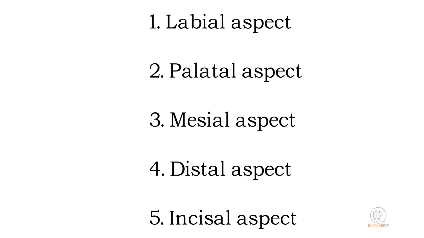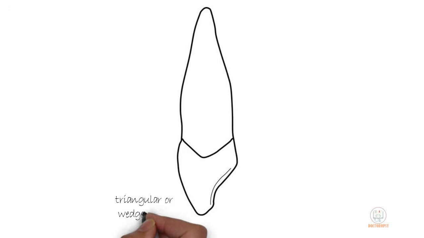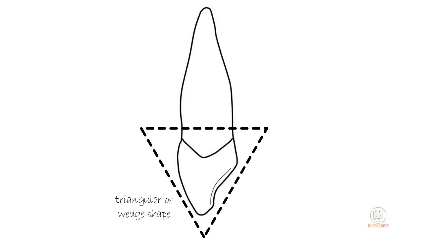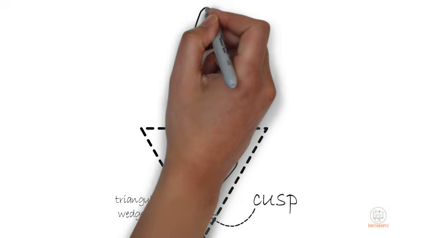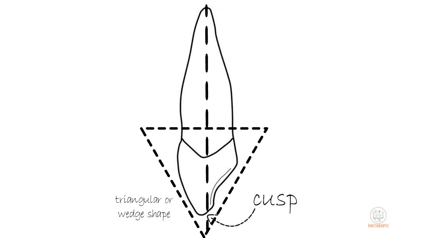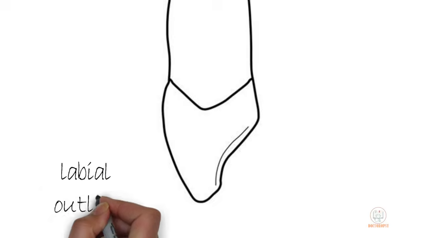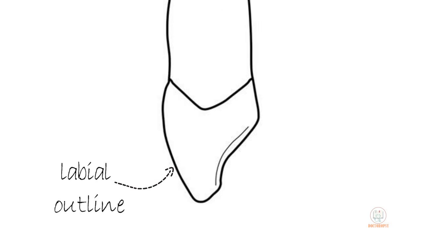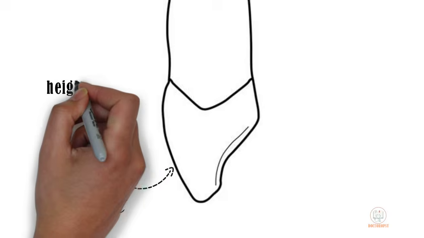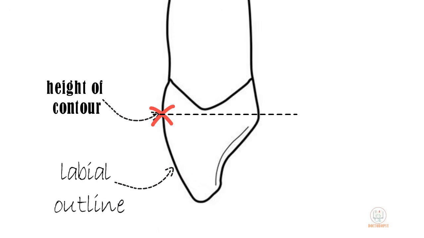Next is the mesial aspect. From the mesial aspect, the outline form of the tooth is triangular or wedge shaped. The cusp tip is not on midline axis of the tooth but is slightly labial to it. The labial outline is prominently convex due to the labial ridge. The maximum convexity or the height of contour is at the level of the cingulum.